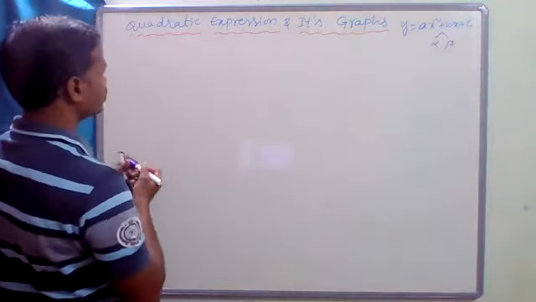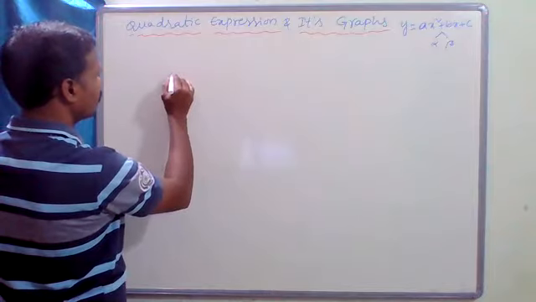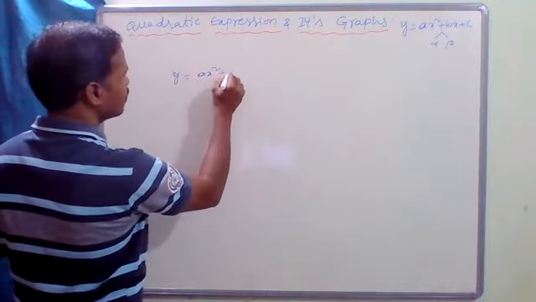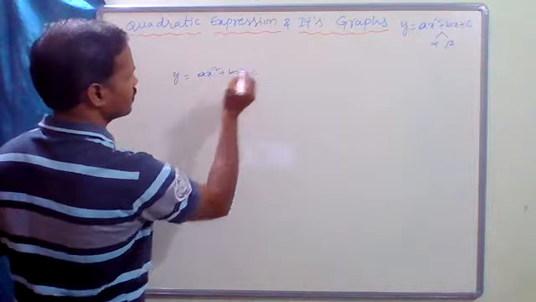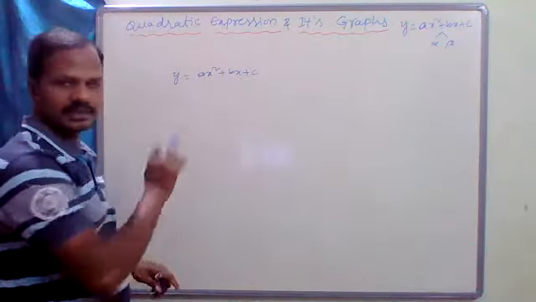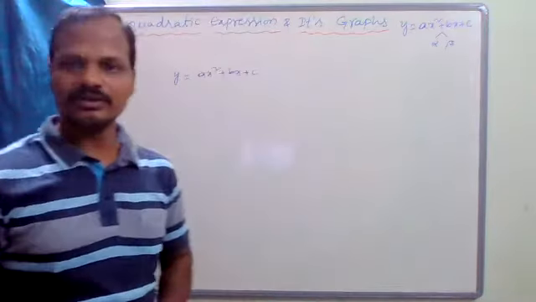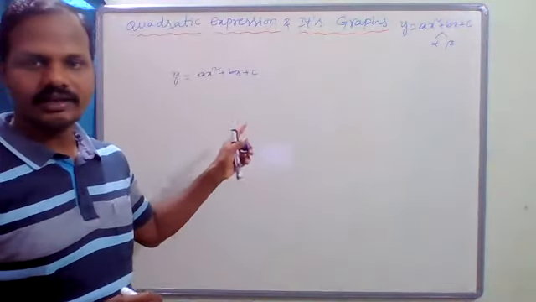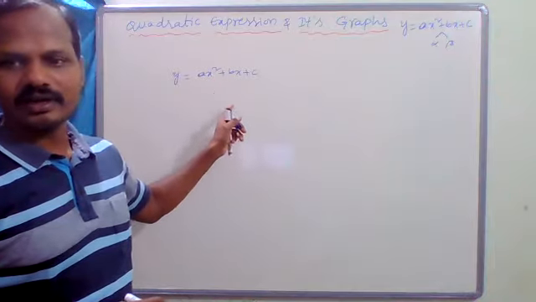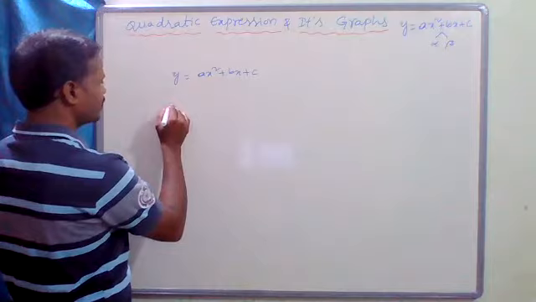Now, the given expression y equals ax square plus bx plus c has a maximum value if a is less than 0, and a minimum value if a is greater than 0. That's what we are finding like this.